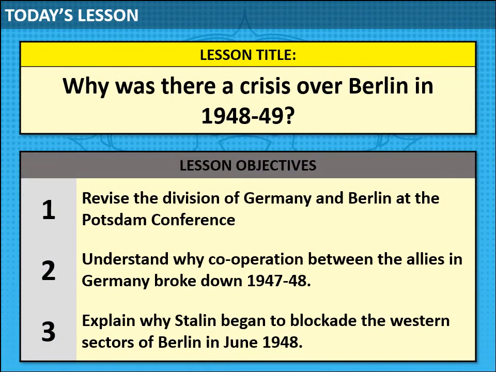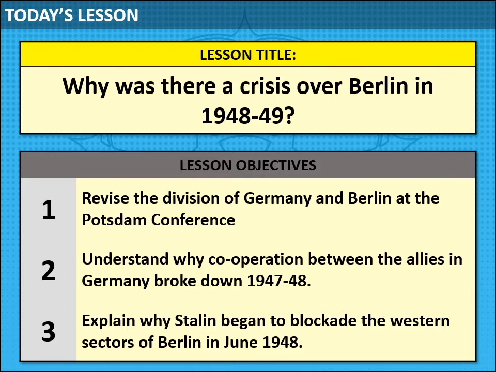So over the last couple of lessons, we've been looking at building rivalry and tension between the superpowers after 1947. And we've seen how both superpowers were starting to compete for influence in Europe. Today, we'll look at how that competition spills over into a crisis, and that crisis happens in Berlin between 1948 and 1949. Today, we'll revise the division of Germany and Berlin at the Potsdam Conference.